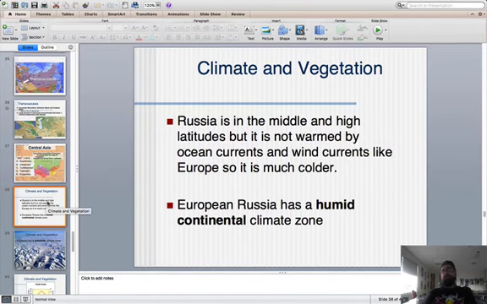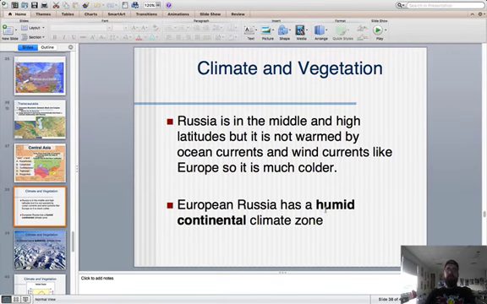because of that. All right, climate and vegetation. Of course, Russia is in the middle and high latitudes. And there's really not any warm ocean currents. So, we talked about how Europe stays warm because of the warm ocean currents coming from the North Atlantic Drift. Well, Russia is not getting that. They suffer a lot from continentality, so it gets a lot colder in Russia than it does anywhere else. Russia is considered a humid continental climate zone.